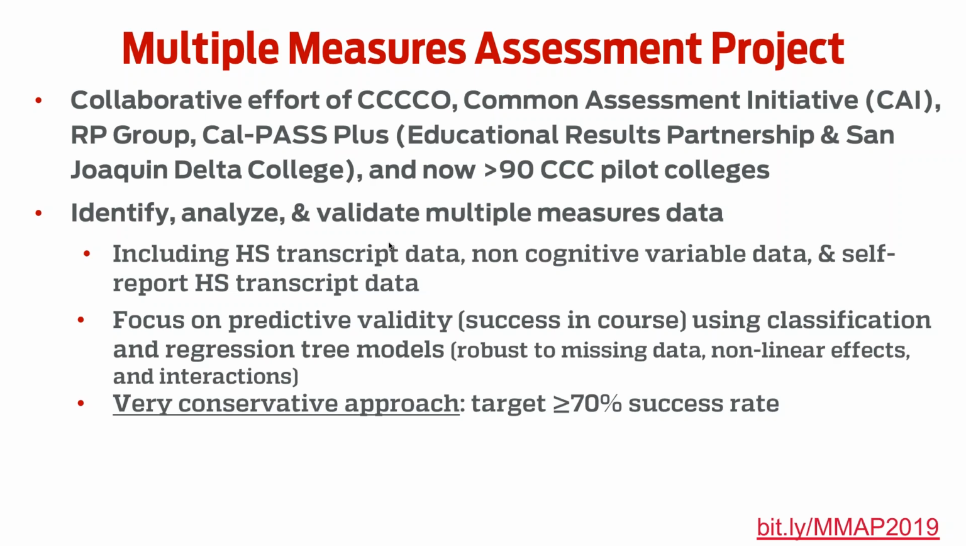And the reason we chose that is because the average success rate in transfer level English in the state was about 69 to 70%, annually. It's a little bit lower in transfer level mathematics, but we didn't want to set a different lower target for math than was set for English, just to be fair. So we're setting a relatively conservative target of identifying students who are essentially likely to be average or better compared to the students that we have in our system currently.